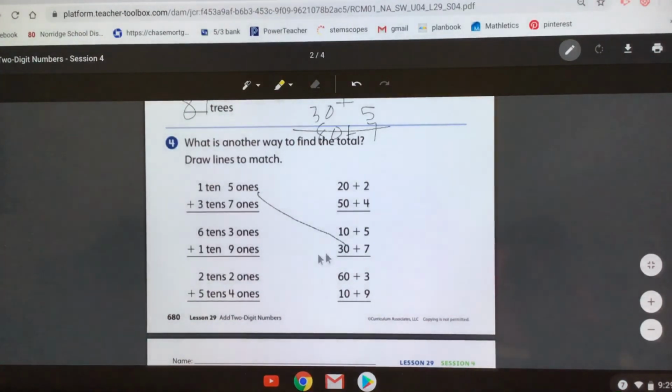The second one says 6 tens, 3 ones, plus 1 10, 9 ones. If you have 6 tens, how much do you have? I hope you said 60. Right here is 60 plus 3 ones. 1 10 plus 9 ones is 10 plus 9. So that line would go there. And then here we have 2 tens and 2 ones. That's 20 plus 2. 5 tens and 4 ones. That's 50 plus 4.